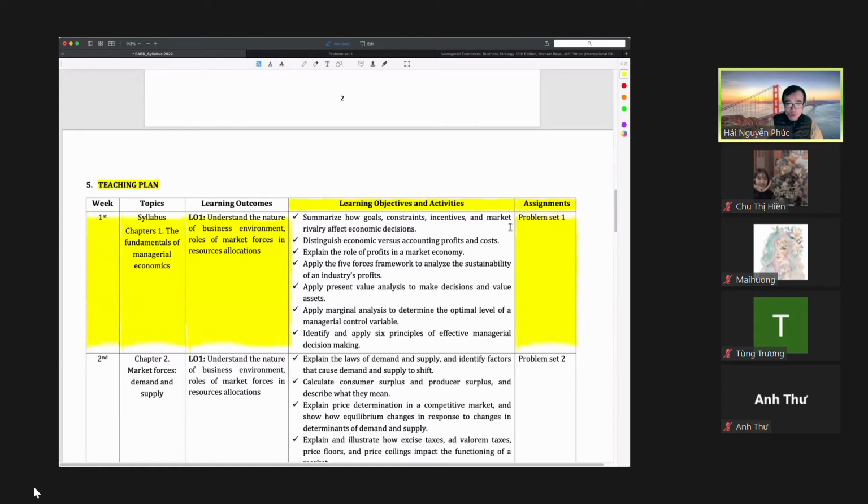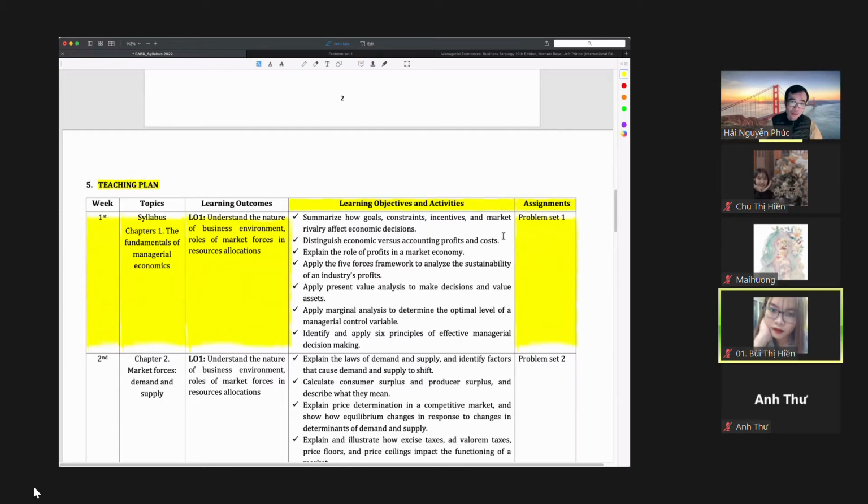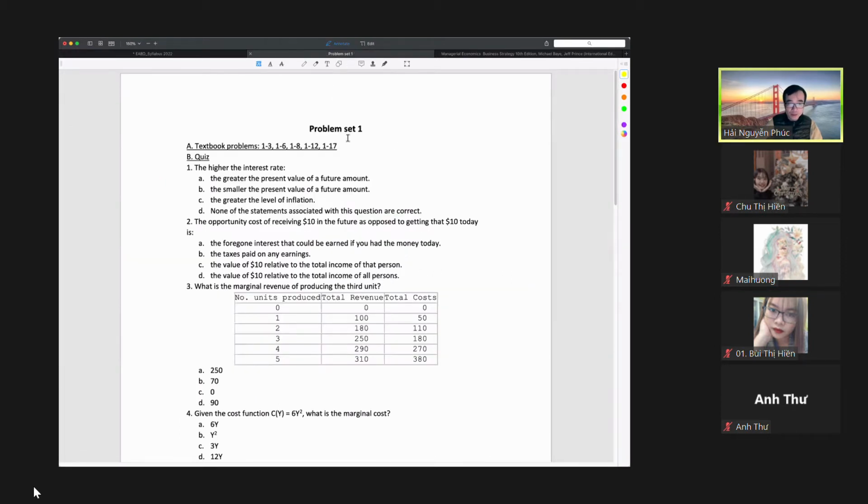What is the problem set? I have uploaded the problem set in Google Classroom, and the requirement is the following. Before the class, please read the textbook. After the class, do the assignment and the problem set. Let me show you an example of the problem set. So here's the example, problem set number 1.